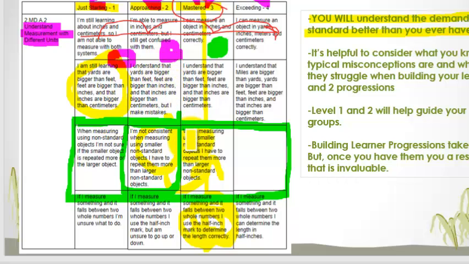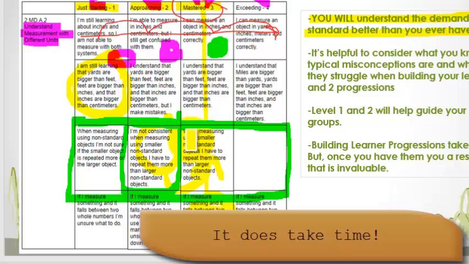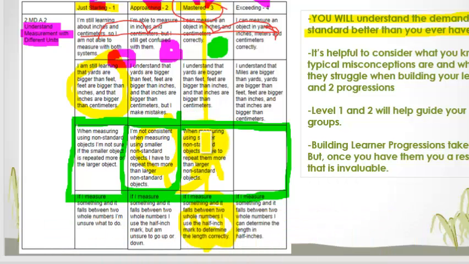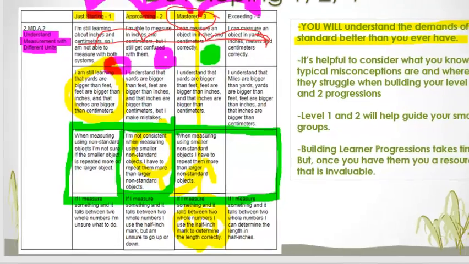Outside of that, building a learner progression takes time. It does take time. It's not something that you're just going to be able to burn through, because you've got to analyze all of those different things that we talked about previous to this. So you want to make sure that you know it's going to take a little bit of time to put these together. But if you have a grade level working on it, it does make it a little bit lighter and quicker work. All right.